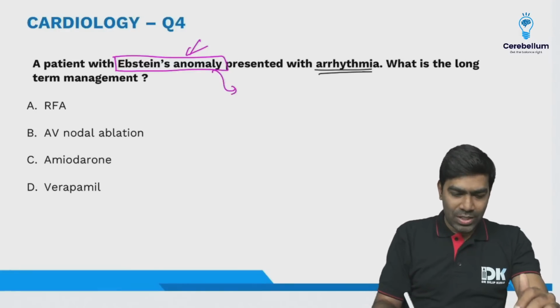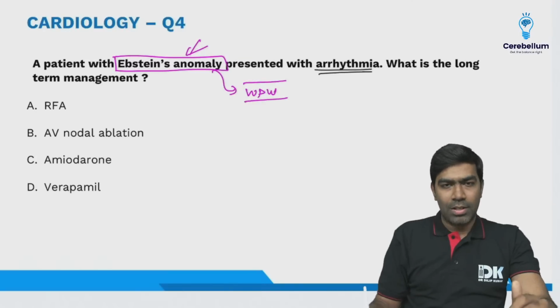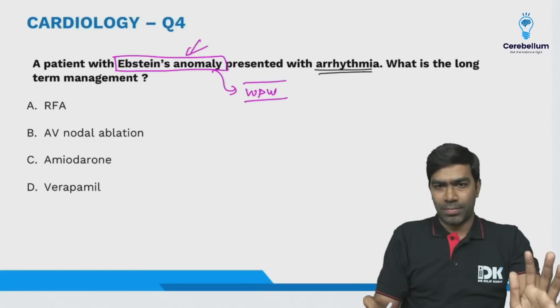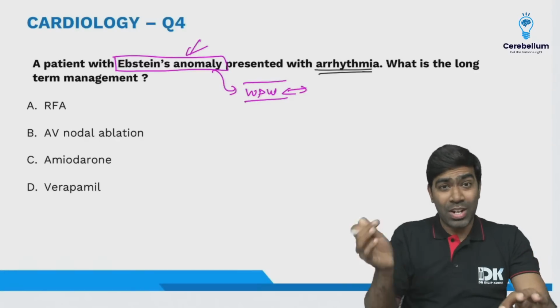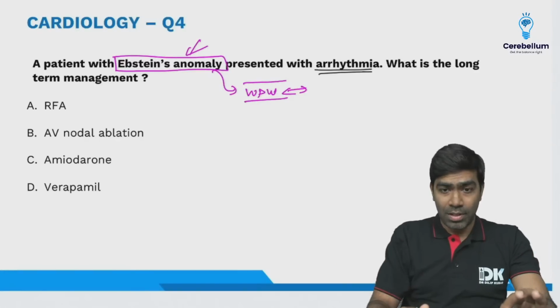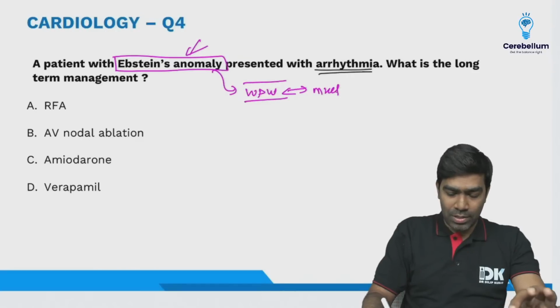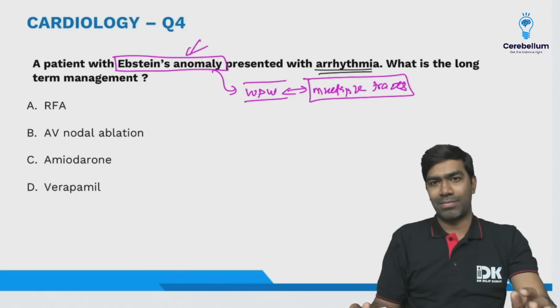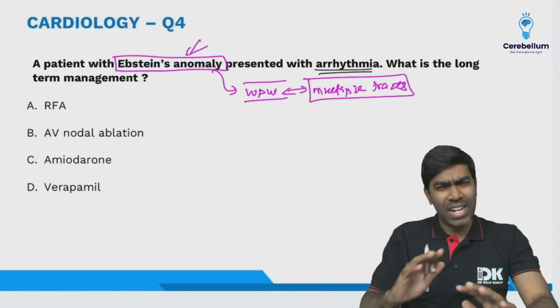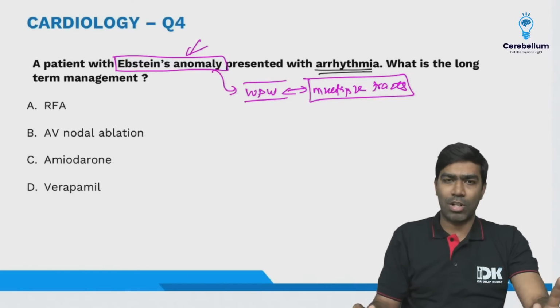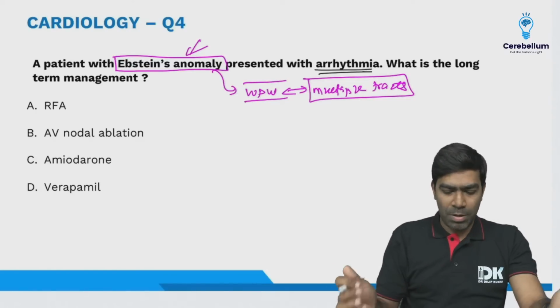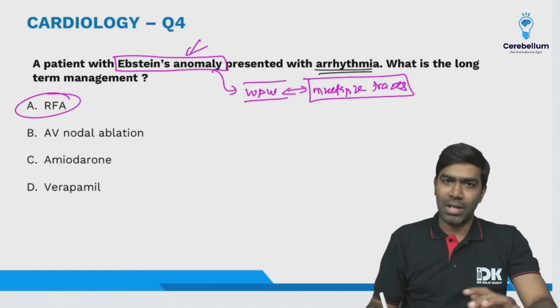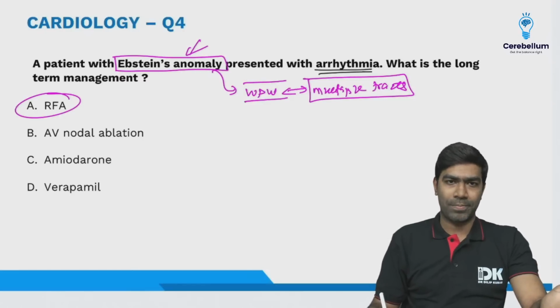So remember, in patients with Ebstein anomaly, usually you will have WPW syndrome, and there will be accessory pathways. The WPW associated with Ebstein anomaly will have multiple pathways, multiple tracks. That's a very characteristic feature of Ebstein. So it's very difficult to treat this WPW in patients with Ebstein's anomaly. But you know WPW's long-term best treatment is going to be radiofrequency ablation. There is no doubt about that.